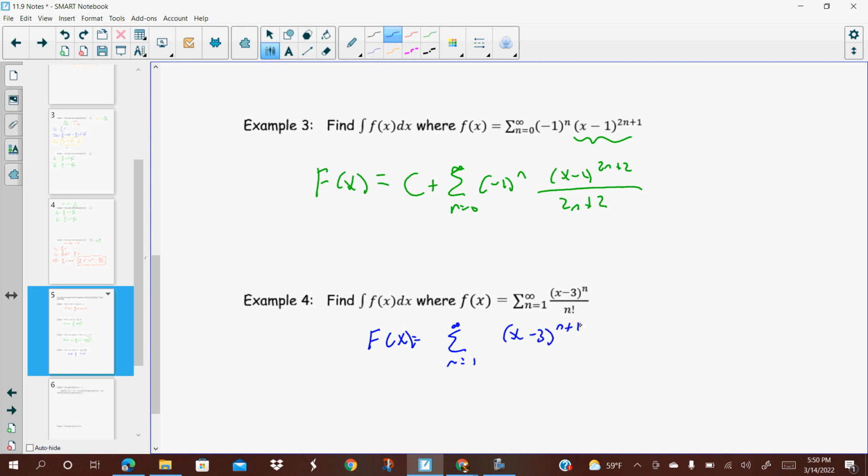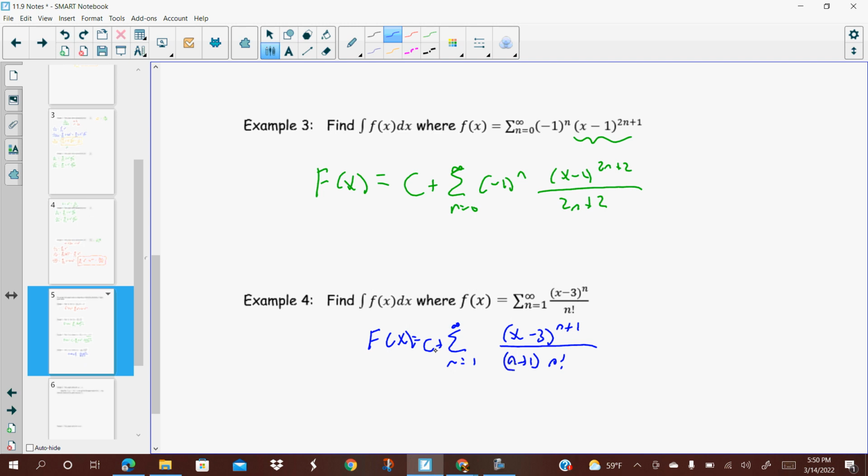That is now n plus 1. And that's going to be now divided by n plus 1. Don't forget we still had an n factorial down there to keep in the denominator. And we have to write our plus c. And there's nothing wrong with what I wrote there.